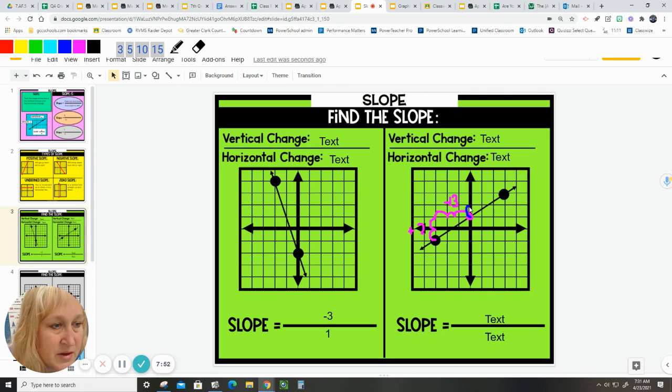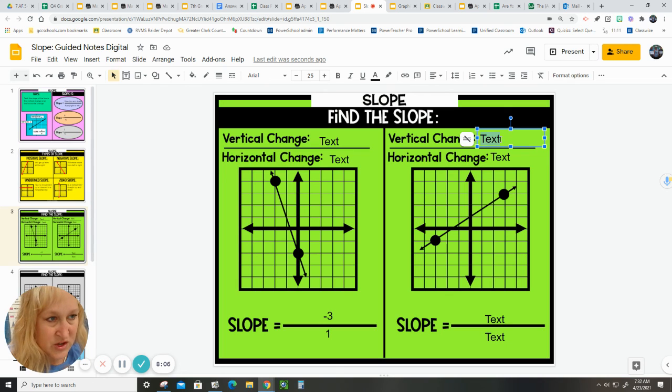Rise 1, 2. So it's a +2. Run 1, 2, 3. So what we will type is the vertical change here is 2. The horizontal change here is 3. So our slope is 2 over 3.